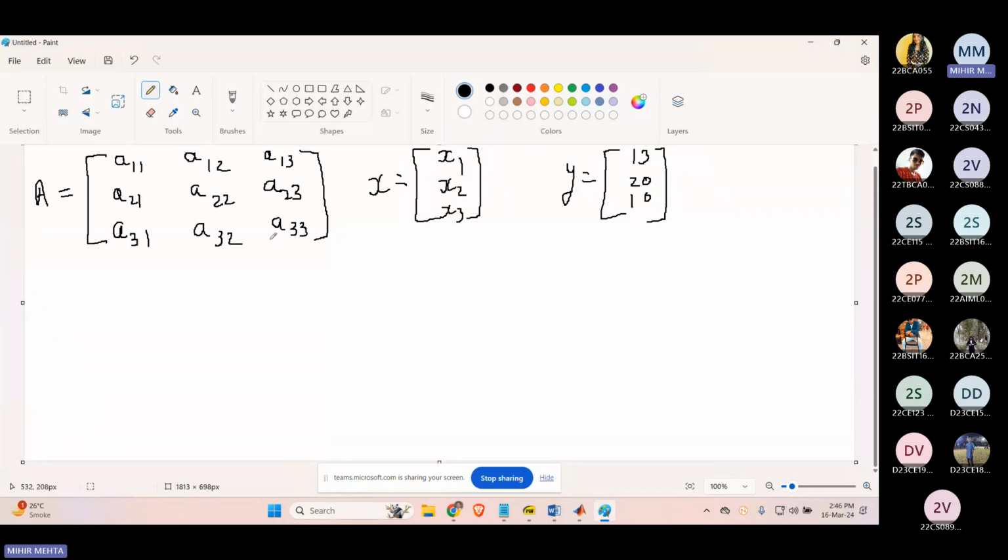Now understand this. If I multiply A with X, I get the final value Y. So A11 into x1 plus A12 into x2 plus A13 into x3 is equal to my y1, which is 13. Do you agree with me? Do you understand what I'm trying to say? Yes or no?